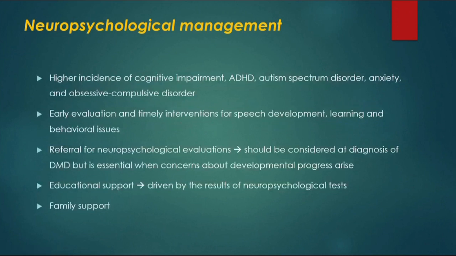Neuropsych evaluation is very important as well because of the high incidence of cognitive impairment, ADHD, autism spectrum disorder, anxiety, and OCD in these patients compared to the normal population. Early evaluation and timely interventions for speech development, learning, and behavioral issues should be done. Referral for neuropsych evaluation should be considered very early. And educational support, like an IEP, will be driven by the results of neuropsych testing, and family support is of utmost importance.